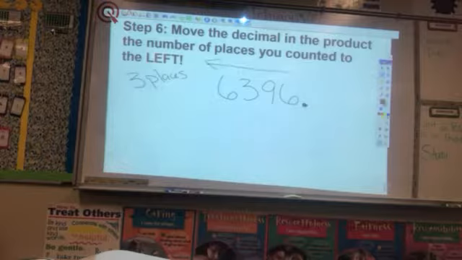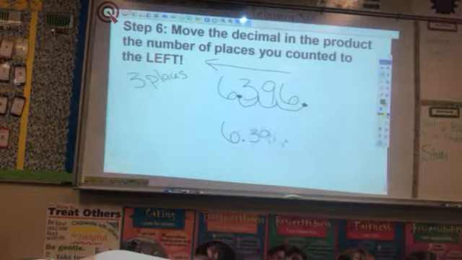And when you move places, your loops should be underneath a digit every single time. So watch. Here's 1. There's 1. Here's another one. There's 2. And then there's your last one, which is 3. Your decimal is no longer at the end. It is now where the new home is, which is right between the 6 and the 3. So the answer, the product, is 6.396, or 6 and 396 thousandths.